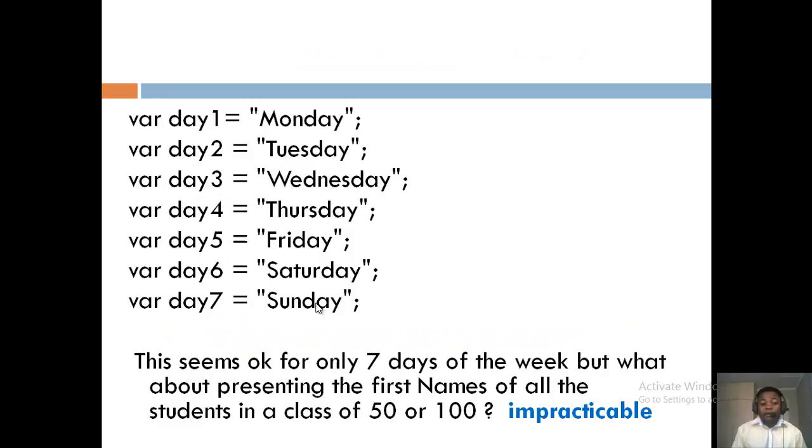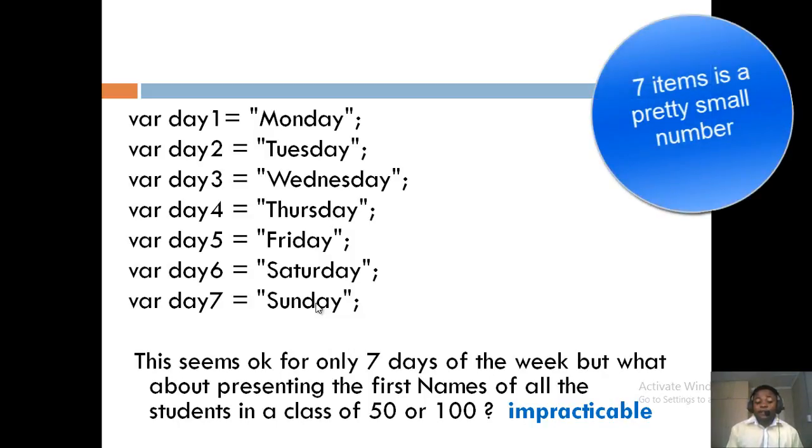We have var day1, which will be assigned the value Monday, and then we're going to have var day2 Tuesday, and then var day3 Wednesday, and then we have day4 Thursday, day5 Friday, day6 Saturday, and lastly day7 Sunday. Okay, so this is all fine because this is really a small number of items that we are dealing with. We only have 7 items, and it seems pretty much fine.